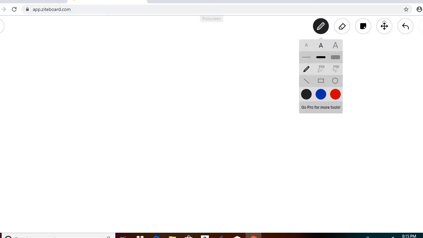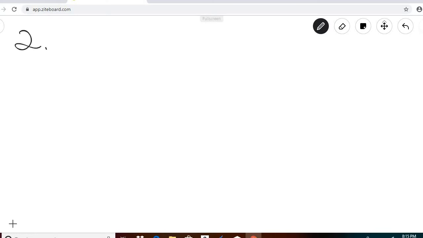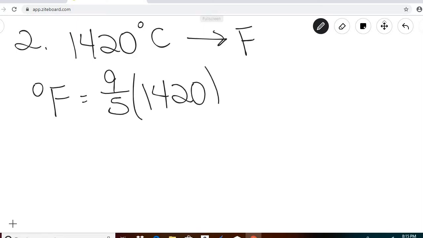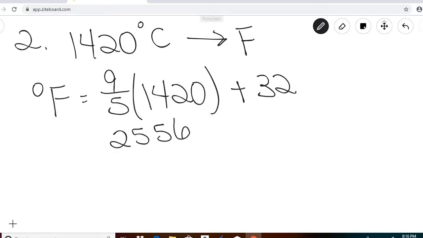Okay, number 2 says that we are to convert a temperature of 1,420 degrees C to Fahrenheit. The formula for degrees Fahrenheit is 9/5 times the temperature in degrees C plus 32. So 9 times 1420 divided by 5 will give us 2,556.